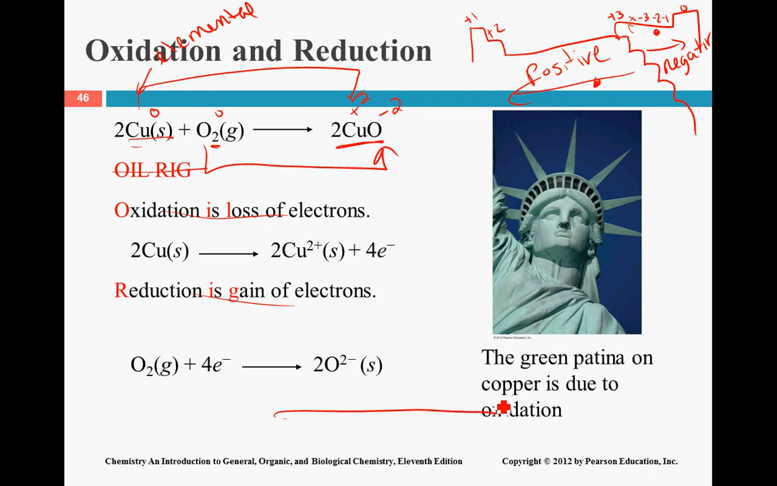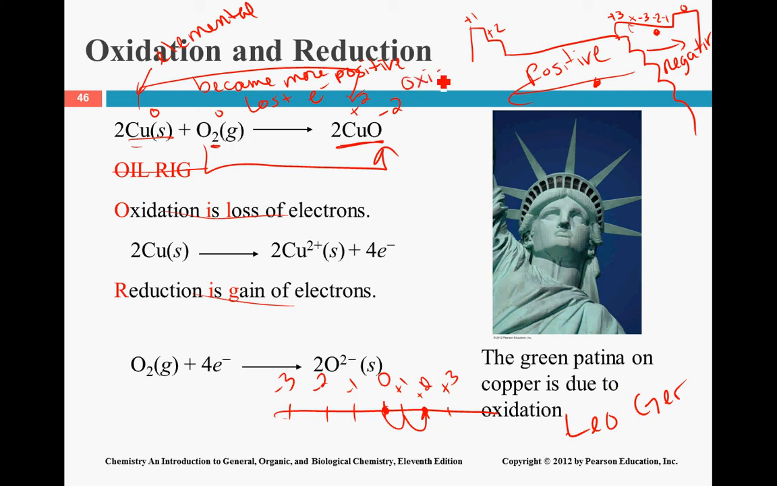So if we look at the number grid, here's 0, this is +1, this is +2, +3, this is -1, -2, -3. Copper started here, and it became a +2. It became more positive. Well, electrons are negatively charged, and so if you lose electrons, you're going to become more positive. So it became more positive, which means that it lost electrons. And if we remember LEO GER, lose electrons, oxidize. That means that this copper was oxidized.